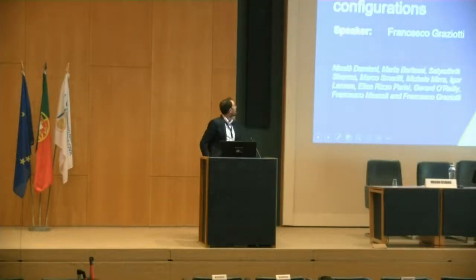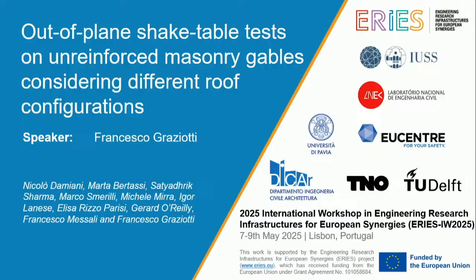Good afternoon, everyone. So the project name is Out of Plane Shake Table Test of Reinforced Masonry Gables, considering different roof configurations. The actual name is SUPREME, ERIES SUPREME. Don't ask me how it's possible from this title to get to SUPREME, but this was somehow possible. The partners were the University of Pavia, my university, TNO, a research consulting company in the Netherlands, and TU Delft. We conducted the test at EUCENTRE, Pavia.